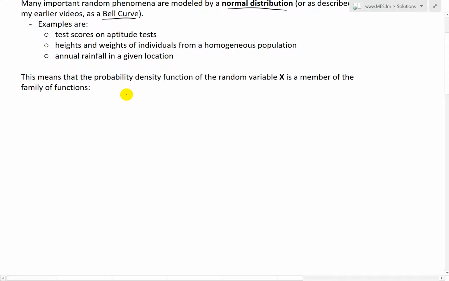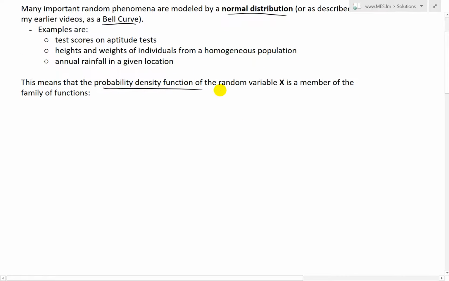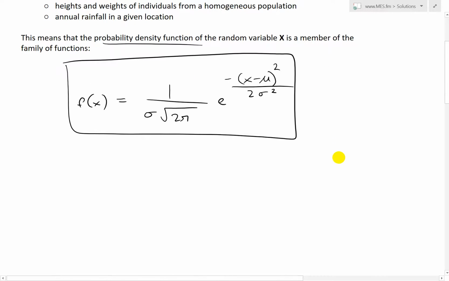Basically, this means that the probability density function of the random variable x is a member of a family of functions. If it's modeled by a normal distribution, the formula for the probability density function is, and in later videos I'll go over the derivation of this, f(x) equals 1 over sigma square root 2 pi, I'll go over what sigma is in a bit, times e to the power of negative (x minus mu) squared, where mu is the average, divided by 2 sigma squared. Now we'll just box this out. Let's get a neater box. Alright, this box is neat enough.